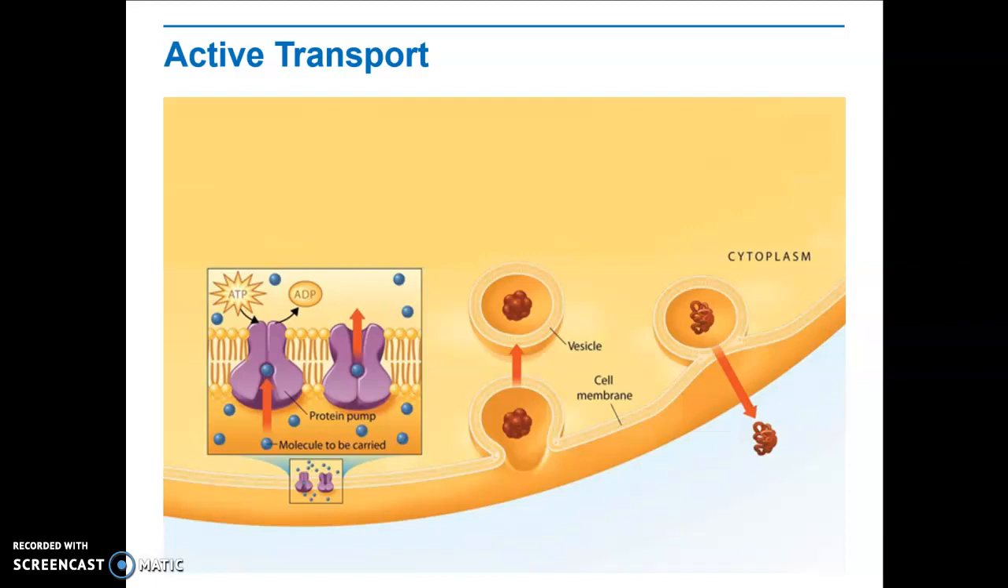That's where you have energy that's actually being used, usually in the form of ATP. Molecules that need to move up a concentration gradient, remember the body doesn't like that. It's not easy for the body to do. So you have to have energy being used to really make something facilitate up a concentration gradient.